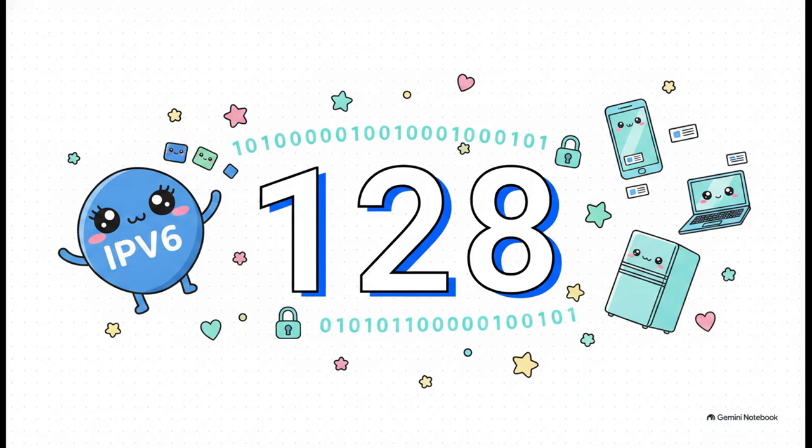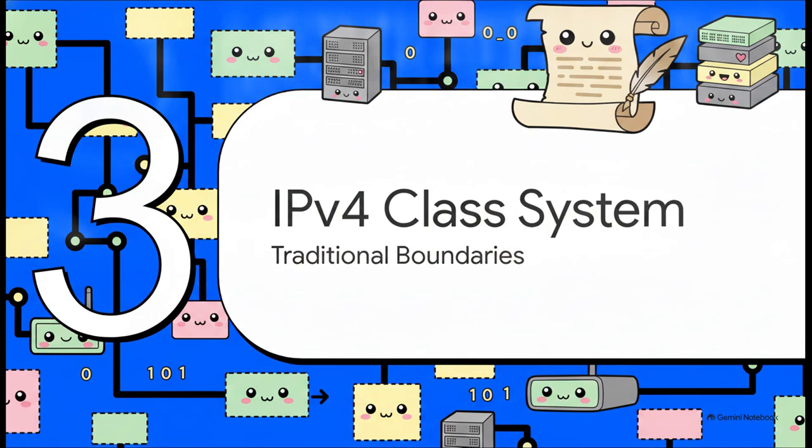To really wrap our heads around the scope of that jump, we have to look at the numbers. By upgrading from 32 bits to 128 bits, administrators are provided with roughly 340 undecillion unique addresses. Yeah, undecillion. To put that completely unfathomable number into perspective, that is more than enough routing space to assign an IP address to literally every single atom on the surface of the Earth. It totally future-proofs our global networks, guaranteeing that every smartphone, smart fridge, and server can have its own unique identifier forever. Which brings us to section 3, the IPv4 class system.